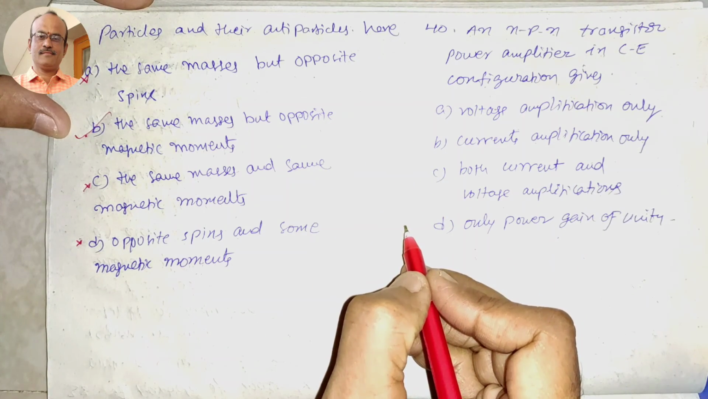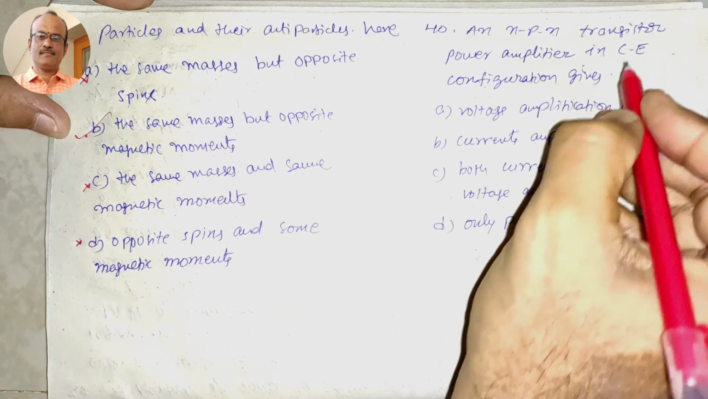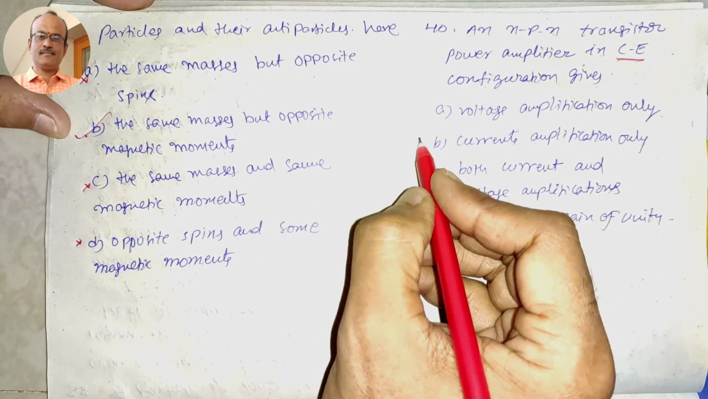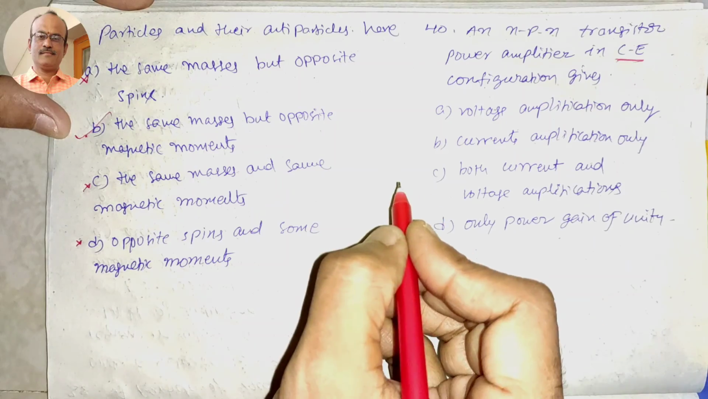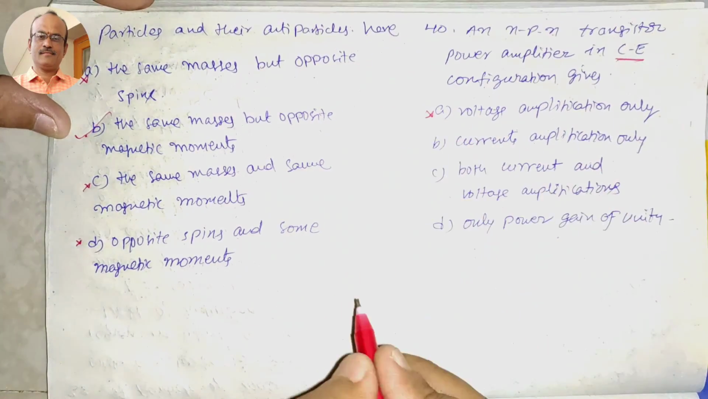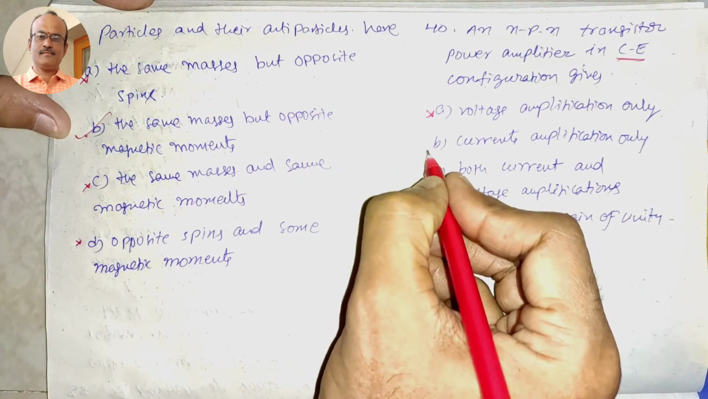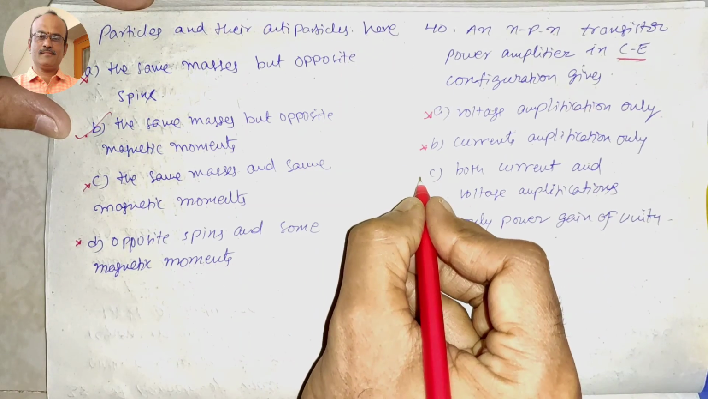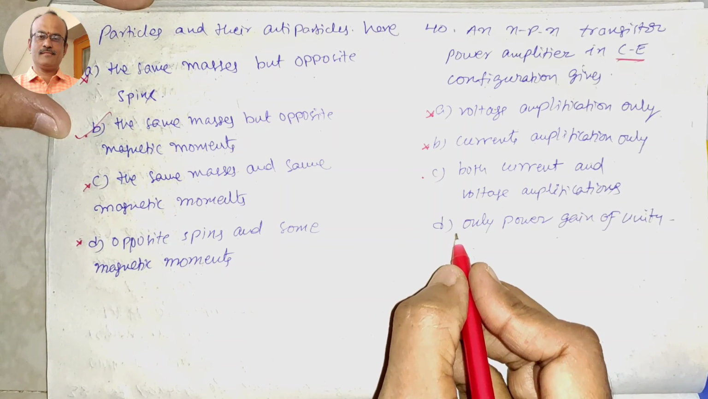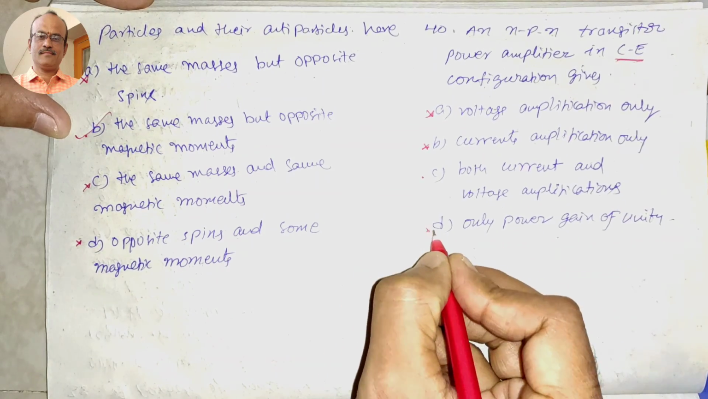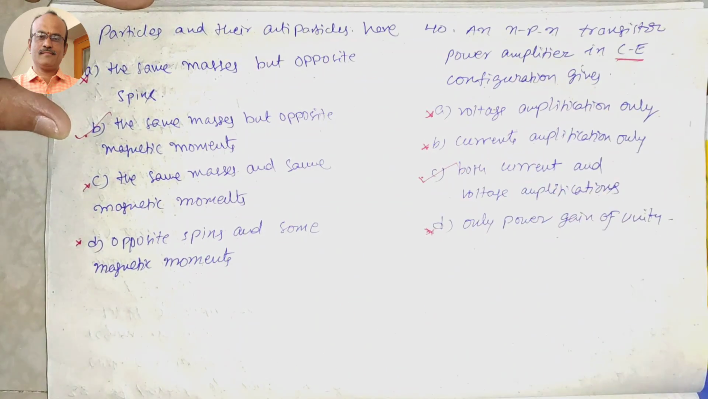An NPN transistor power amplifier in common emitter configuration gives: A, voltage amplification only, but in common emitter configuration it is not only voltage, so that is wrong. B, current amplification only, it is also not possible. C, both current and voltage amplifications, this may be possible. D, only power gain of unity, so it is not possible. So which option is correct here? Option C is correct.